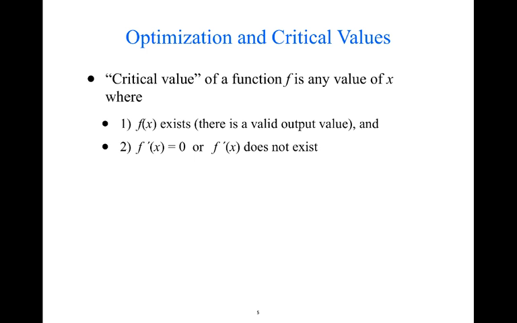So first of all, you have to have a valid output, or a valid value of the dependent variable. Okay? And then if your first derivative, your rate function, equals 0, or the rate function does not exist, then you have what's called a critical point or critical value. And the critical value is referring to the value of x, okay? When you talk about a critical value, you're saying the x where this occurs, where that rate is 0 or where the derivative is 0. So when you say critical value, we're talking about the value of x.